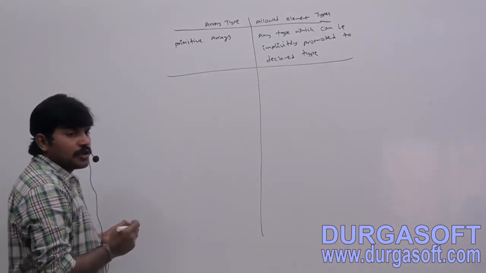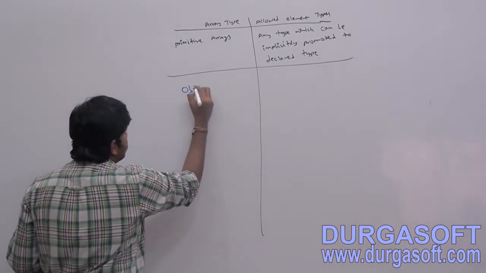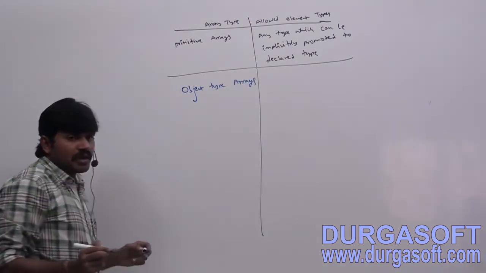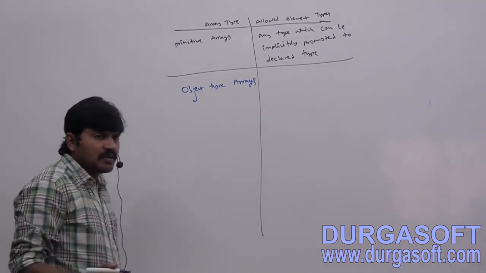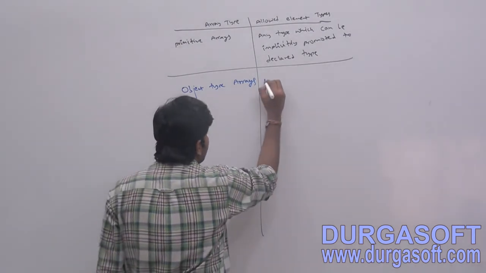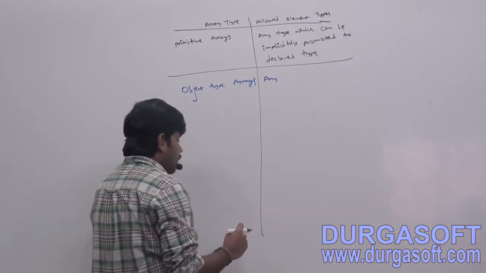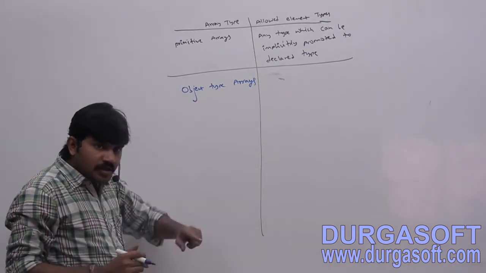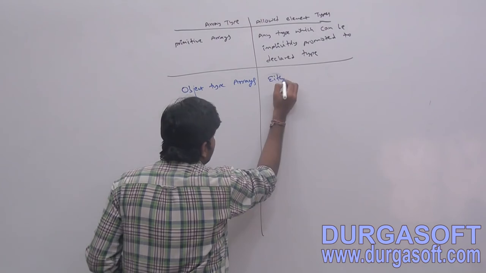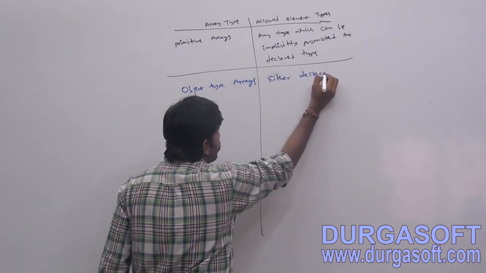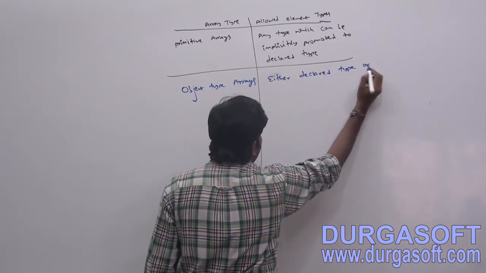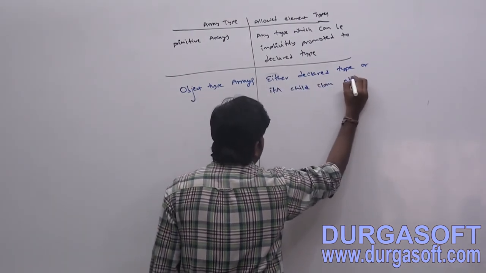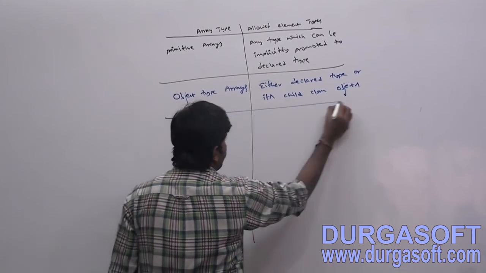Second one, if it is object type arrays. Sir, if it is an object type array, can you tell what are the allowed element types? Either the declared type or its child class objects. Either declared type or its child class objects are allowed.